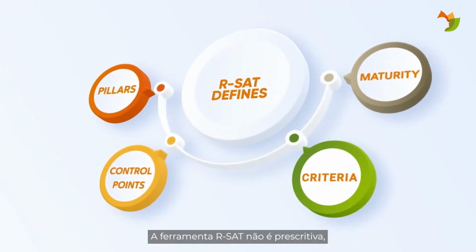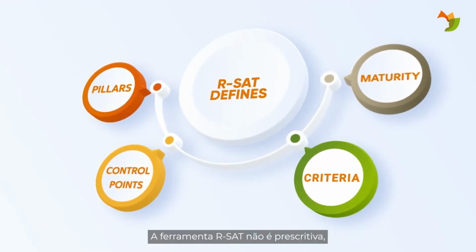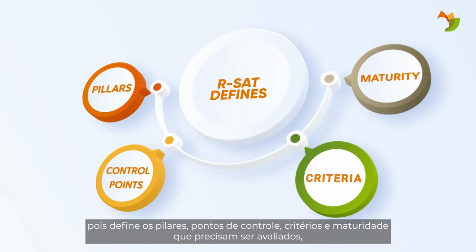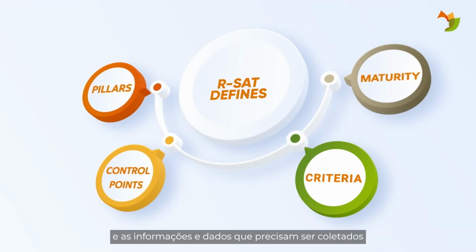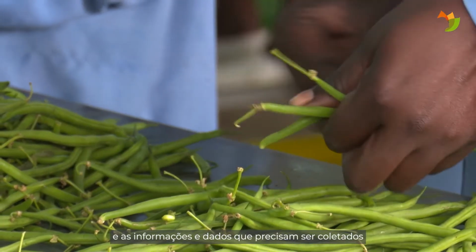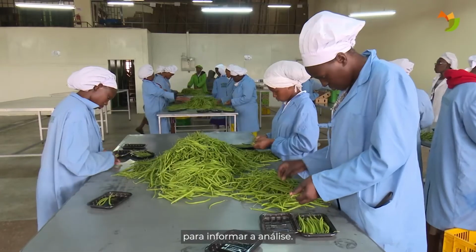Under its principles, the RSAT tool is not prescriptive as it defines the pillars, control points, criteria, and maturity that need to be assessed and the information and data that need to be collected to inform the analysis. It focuses on identifying gaps towards implementing a national SPS priority action plan, and with inbuilt flexibility to allow for necessary adjustments.